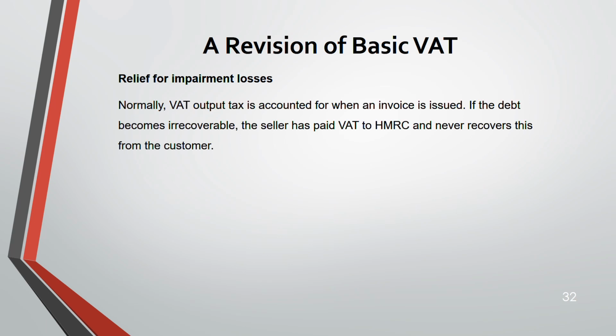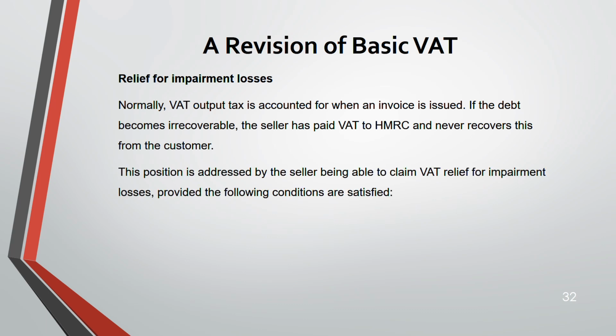Now, relief for impairment losses. Normally, output tax is accounted for when an invoice is issued. If the debt becomes irrecoverable, what happens? The seller has paid VAT to HMRC and never recovers this amount from the customer. So how will this position be addressed? The seller is able to claim VAT relief for the impairment loss. It's an impairment loss because now the debt has become irrecoverable. The customer is not paying you, but you have paid the VAT to HMRC. So now you can claim that VAT relief for the impairment loss.